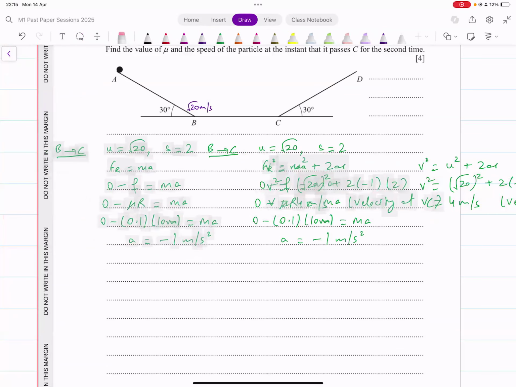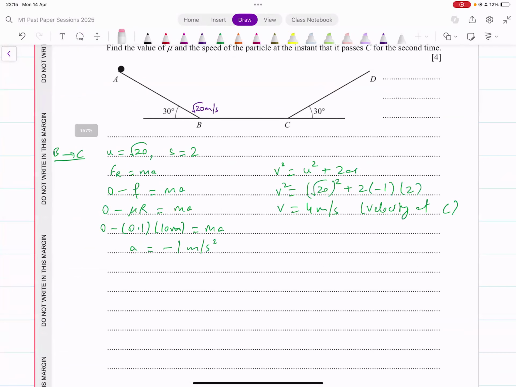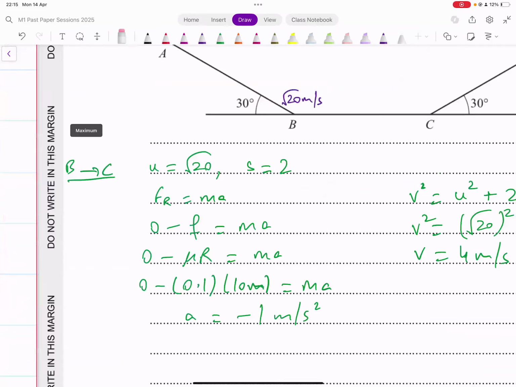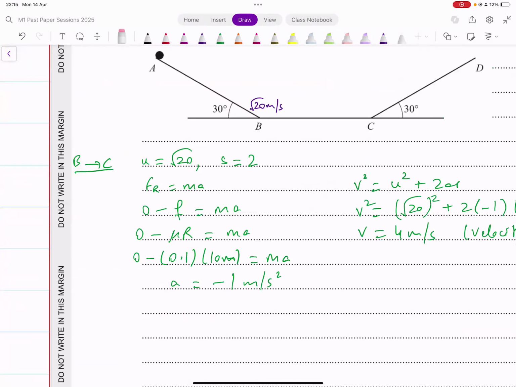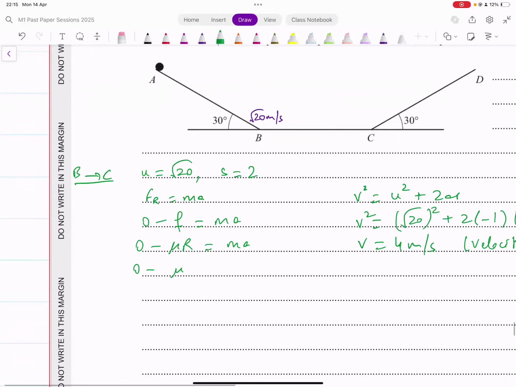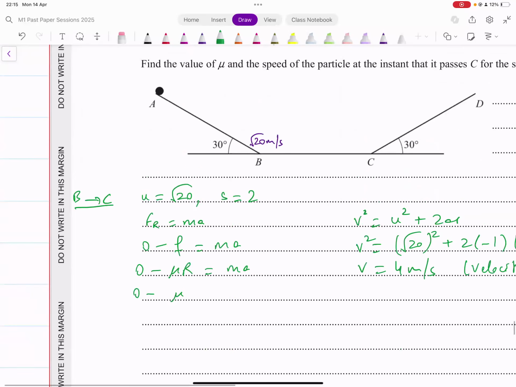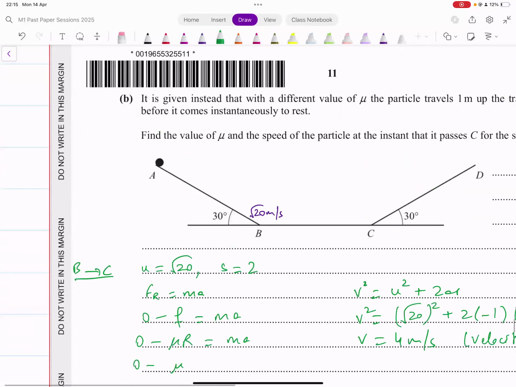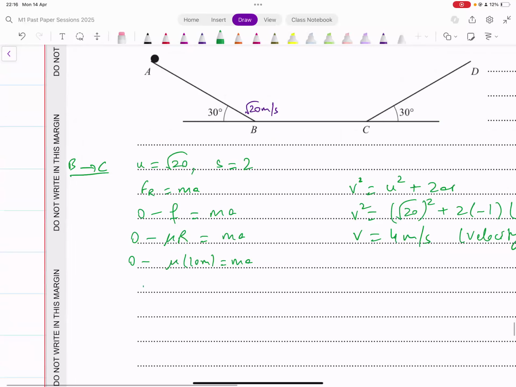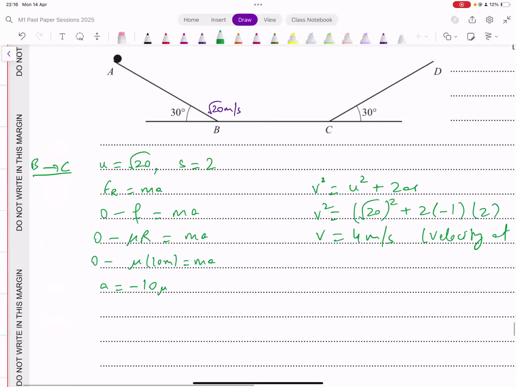Now let's just edit this a bit. Initial velocity is still square root of 20. Displacement was 2. Resultant force equals mass times acceleration, minus friction equals mass times acceleration. The only thing that changes now is we don't know that the value of mu is 0.1, so we just use mu here. So we use mu times R, and the value for R was 10 times m. That equals mass times acceleration, and that gives us a equal to minus 10 mu. That's the acceleration for the second part of the journey.